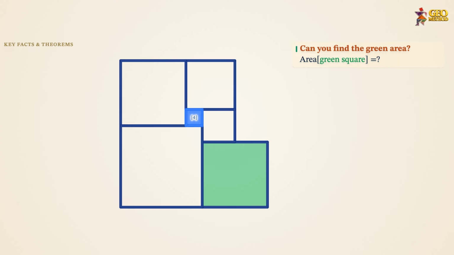6 squares locked together around one tiny blue square. Its area is the only number we are given. Can that single fact determine the area of the green square?